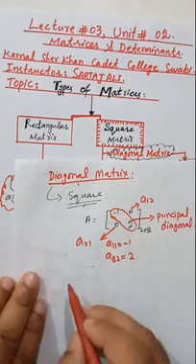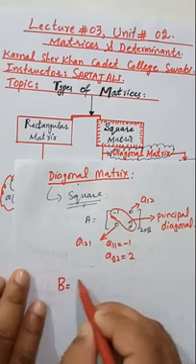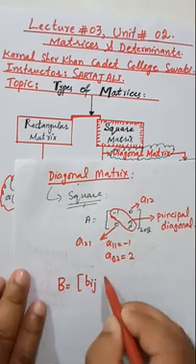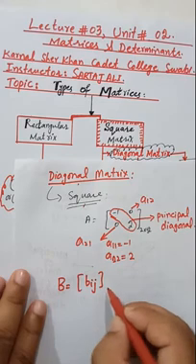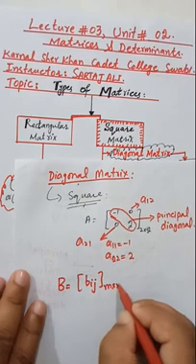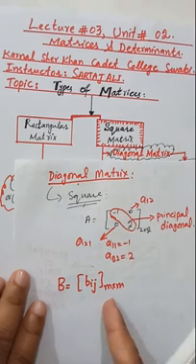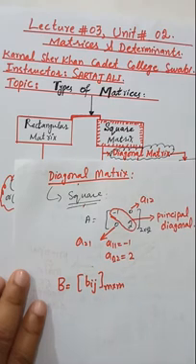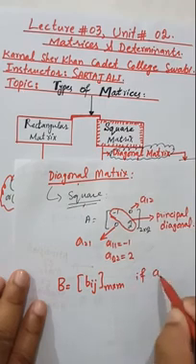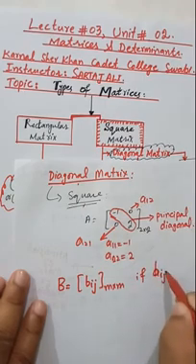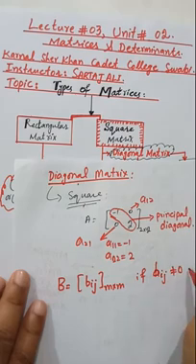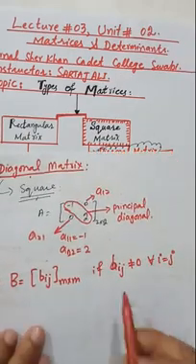For example, in general, if I say B is equal to [bij] is a matrix of order m, so it becomes a square matrix because the number of rows and the number of columns are equal. So this matrix is said to be a diagonal matrix if bij is not equal to 0 for i equal to j. This is the definition. What does it mean?